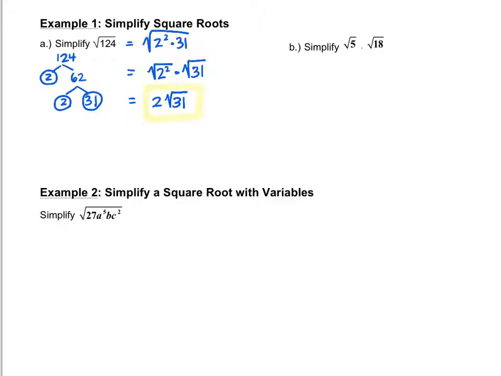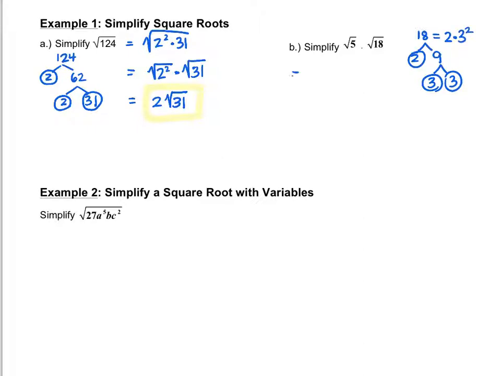In part B, we are multiplying the square root of 5 times the square root of 18. So let's do the prime factorization of 18 real quick. We know that that can be 2 times 9, and we know 9 is not prime, and that can be factored into 3 and 3. So we know 18 is 2 times 3 squared.